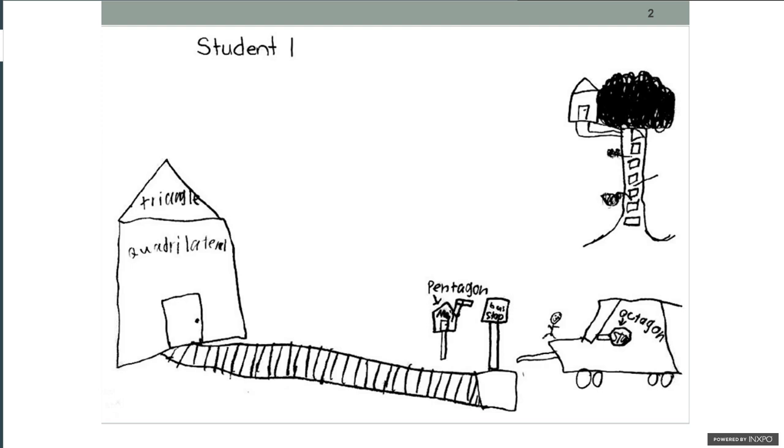Pretty typical student picture, right? A house with a path leading up to it and a tree. But if you look closely, you'll see that there are several polygons. They're labeled quadrilateral, triangle, octagon, pentagon. I think there are a couple more in there, maybe too tiny for me to see. And this assignment allowed the teacher to see how the student was thinking about polygons in everyday life.